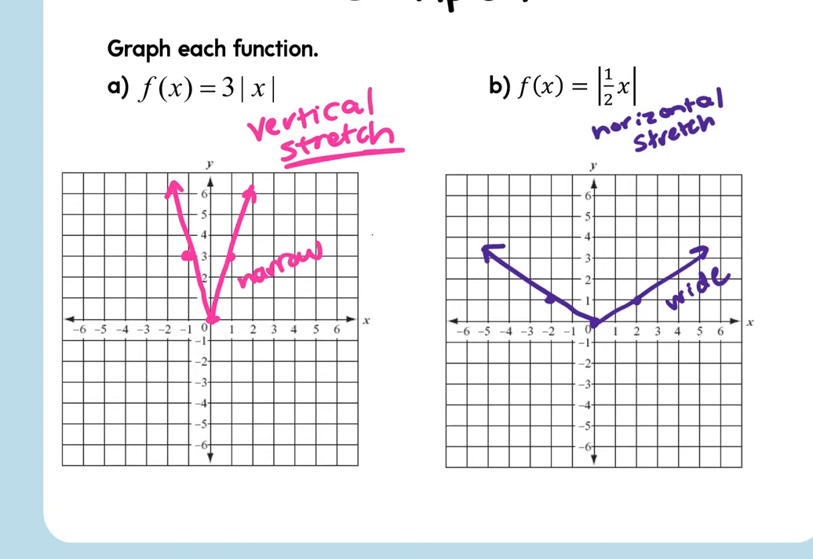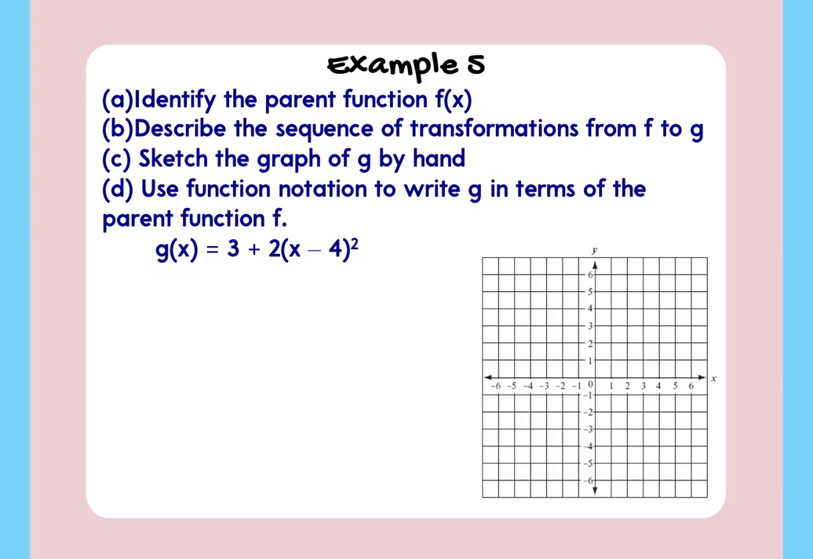Questions so far? All right, so now we're going to put it all together, and this is what a test question could look like, will look like. Okay, it's going to have multiple parts. A, identify the parent function. And by parent function, I don't mean describe what it looks like. Give me the actual equation of the parent function. So if g of x is 3 plus 2 times x minus 4 squared, what's the parent function? X squared. So f of x equals x squared is the parent function.